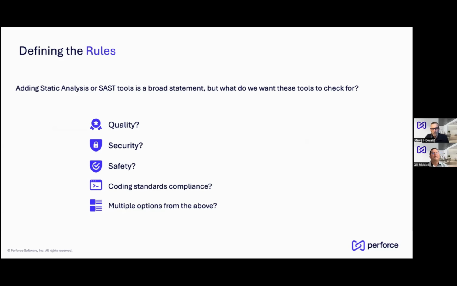There's security, right? Do you have defect vulnerabilities? Do you want to catch defect vulnerabilities early, before they reach production? There's safety. Do you want to ensure that the software behaves predictably under failure conditions? And then there's coding standards. Depending on your industry, you may have certain industry coding guidelines that you need to meet, like MISRA or CERT, etc. All or some of these things are considered when you're putting together your rules.